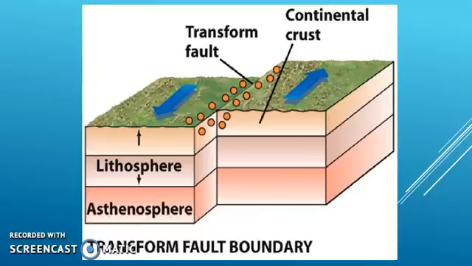A common characteristic of transform boundaries are earthquakes. With the two plates continually moving, the places where they touch get stuck. As a result, the two plates break and scrape by each other at these spots. They produce seismic waves that travel through the ground and shake the surface. This is what we call earthquakes.